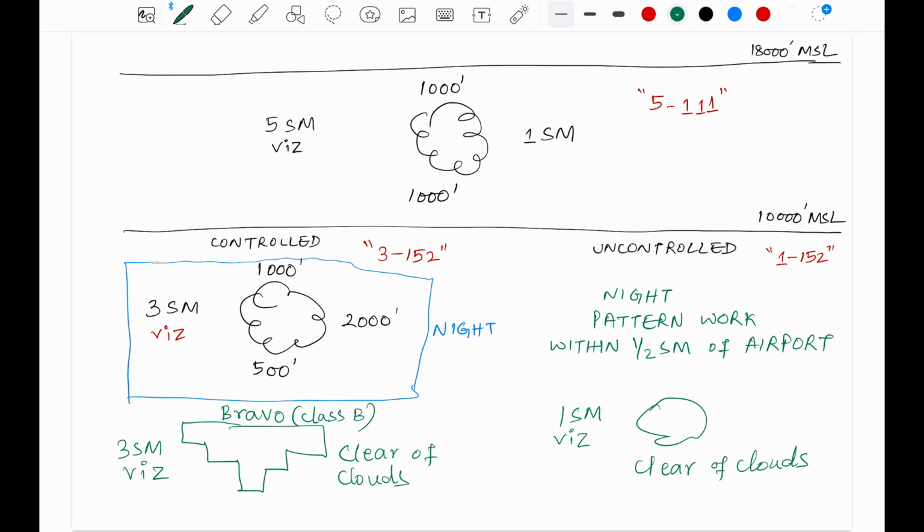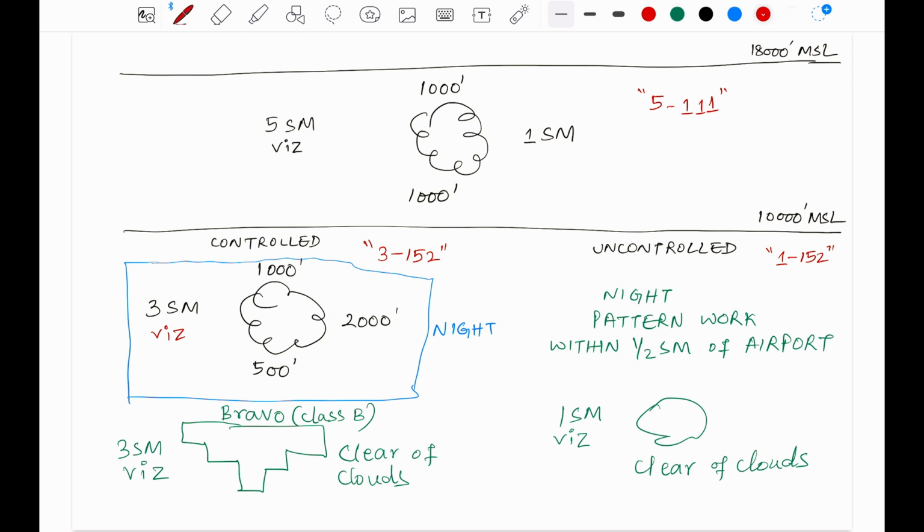Now, this is less restrictive because in Bravo, all aircraft are controlled. Whether you are on IFR or VFR aircraft, all of the aircraft are monitored and controlled by ATC because it is a very busy airspace. So that's why the cloud clearance requirement is a bit less restrictive. Now, a few things to note here.